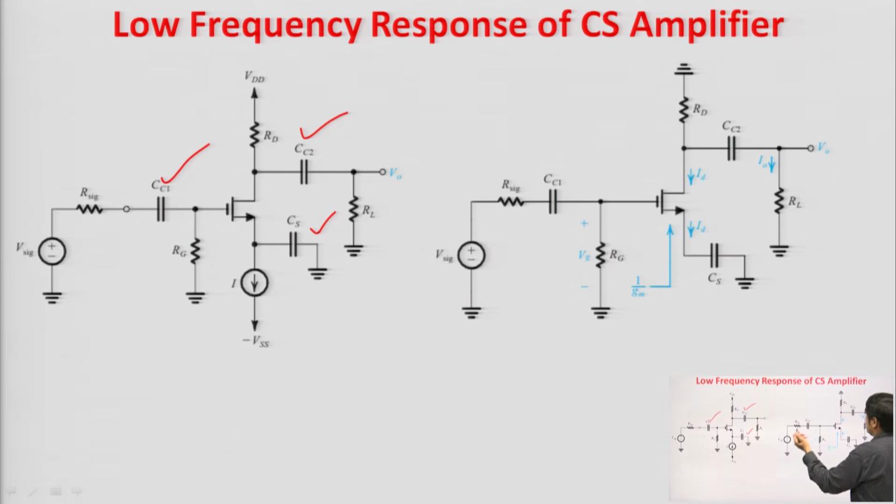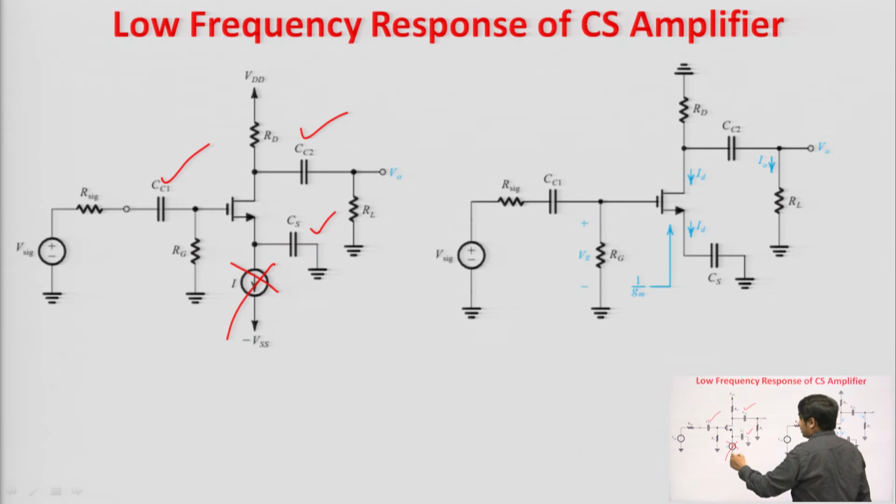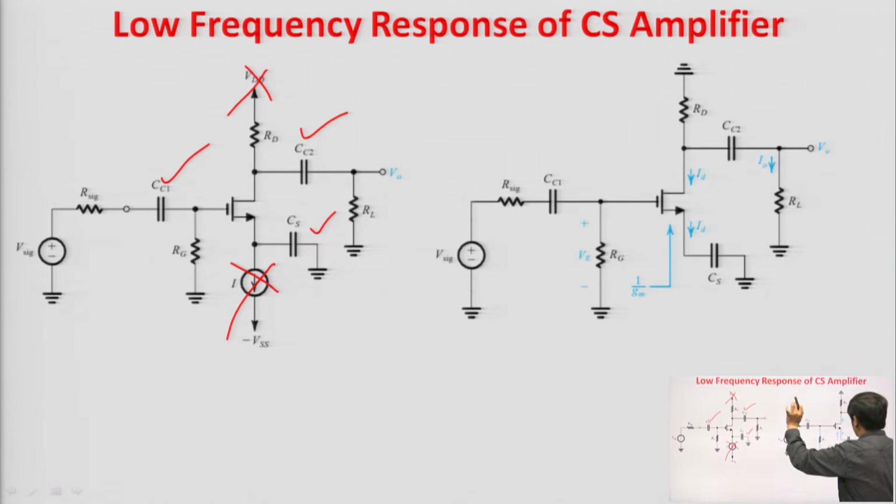In a small signal model the DC sources are removed, that is why your current source will be open circuited and your DC voltage source will be short circuited. So, you can see that this is the small signal equivalent circuit, and the small signal analysis has been directly performed on the circuit. Now, what we have to do in the low frequency response of the CS amplifier, since there are three capacitors, and due to these three capacitors we will get three corner frequencies.